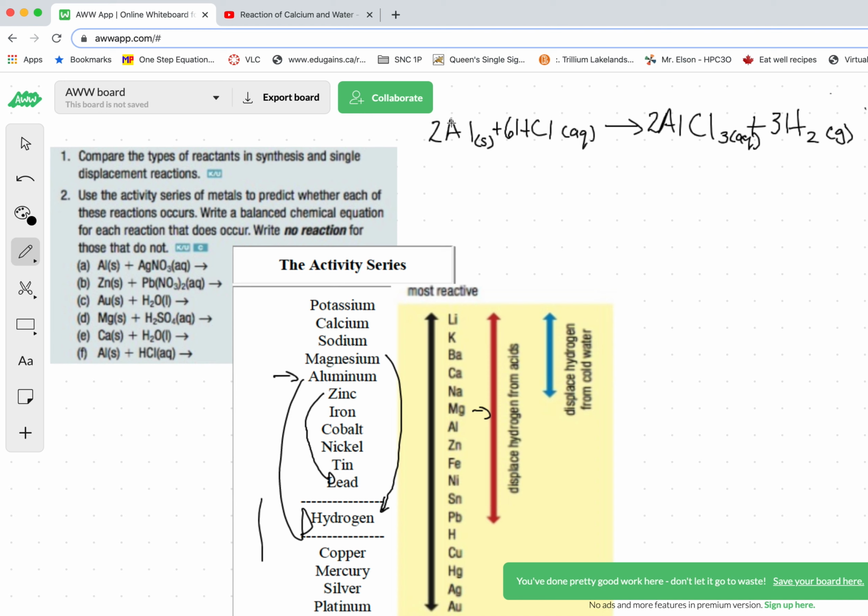So a few things here. You have to check your activity series of metals, and you have to know what displaces hydrogen from acids as well as from cold water. And I'm going to update the library of handouts. And you have to have your balancing rules, as well as know how to form ionic compounds.